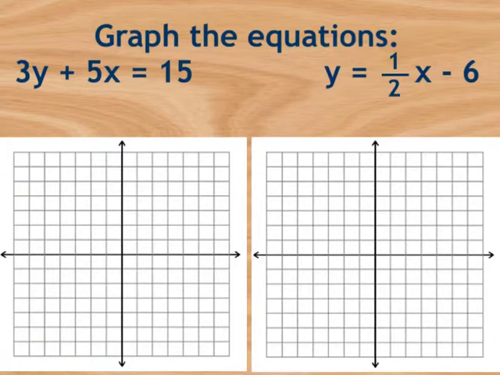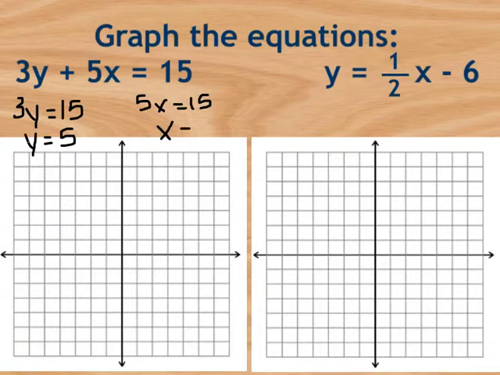Graph the equations. Here are 2 more equations of the lines. Standard form, we can graph it using our intercepts. 3y equals 15, y equals 5. Remember, we do that by making the other variable a 0. So if I want my x-intercept, I'll make y 0. 3 times 0 is 0. So 5x equals 15. So x equals 3. Now I can go through and graph those. I'll have a point at 3 on the x-axis. I'll have a point at 1, 2, 3, 4, 5 on the y-axis. And then I'll draw my line through there.